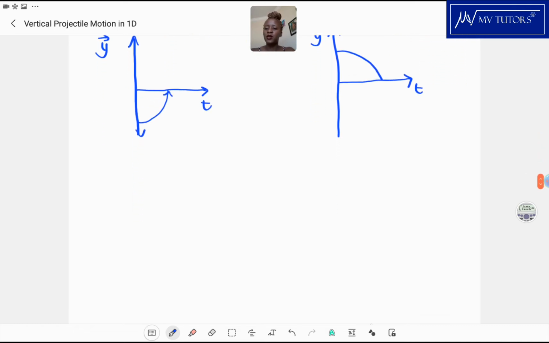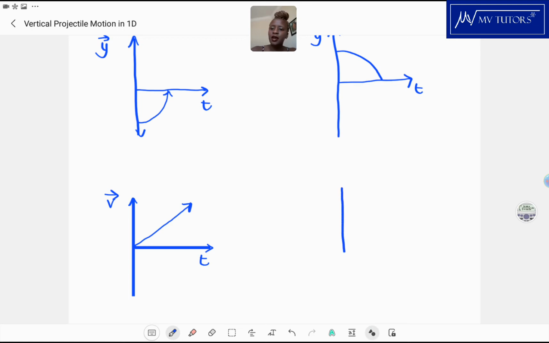Now when we look at velocity, with our velocity, if you chose downwards as positive, your initial velocity, because you're dropping it, will be 0, right? And then it will increase with time. So that is velocity, and that is time. That's if you chose downwards as positive.